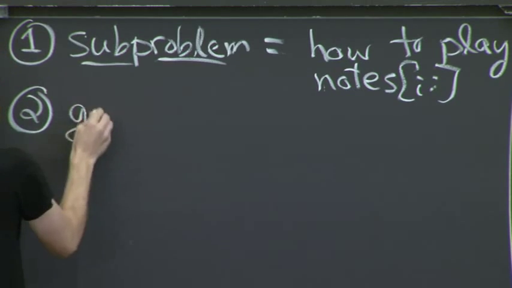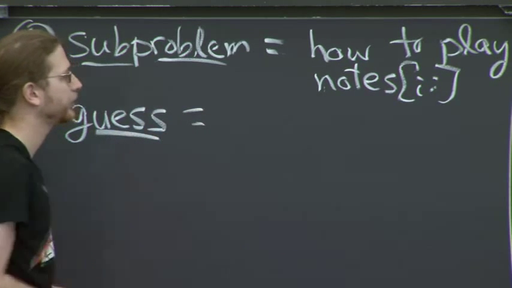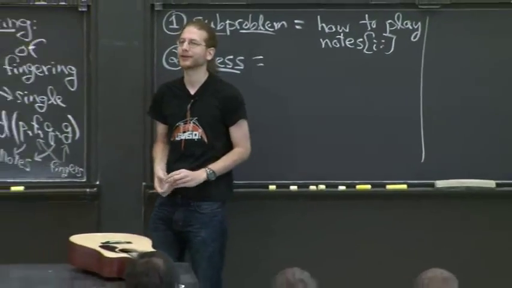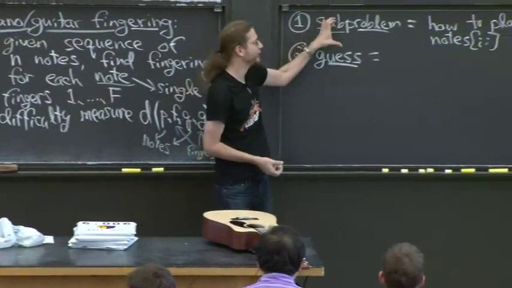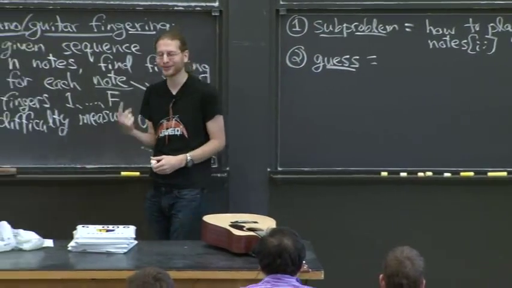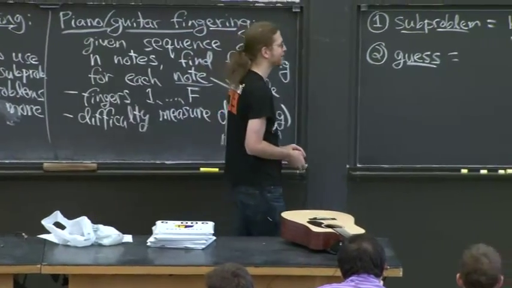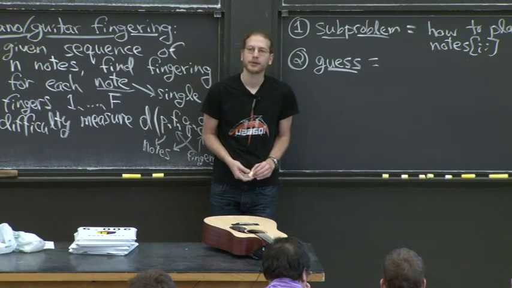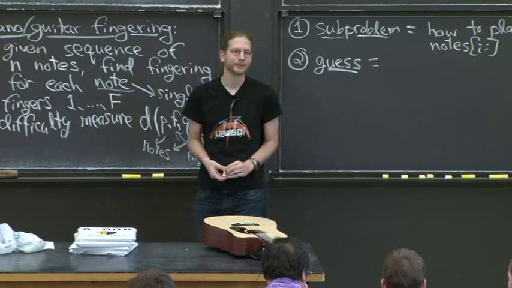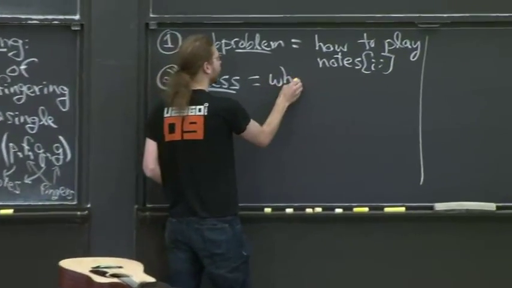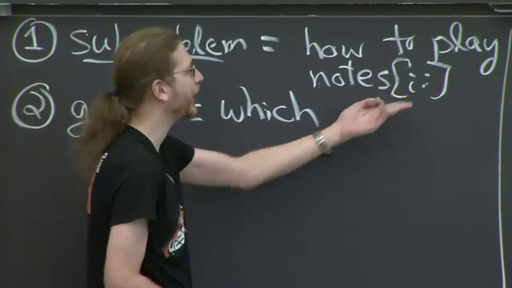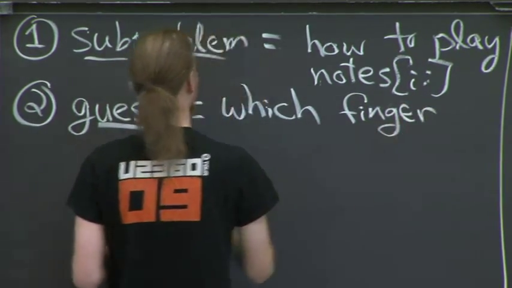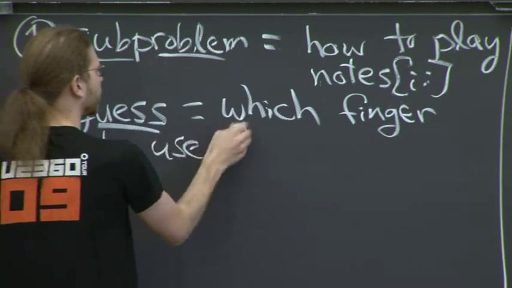Okay, then we need to guess something. What's the obvious thing to guess, given that I need to play notes i onward? Think a little harder. This one you shouldn't have to think. That's what I tell you. Try suffixes, try prefixes, try substrings. Yeah? Maybe which finger to use for note i? Yeah, which finger to use for note i. Our whole point is to assign fingering. The first note here is i, so let's think about i. What could you do for i? Well, try all the possibilities: which finger to use for note i?